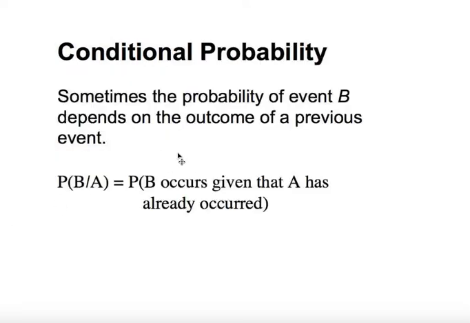Sometimes the probability of an event B depends on the outcome of a previous event. So for example, probability B given A, this is the same as saying probability that B occurs given that A has already occurred. Okay, so this little line in between B and A is just notation for the word given. So this is B given that A has happened.